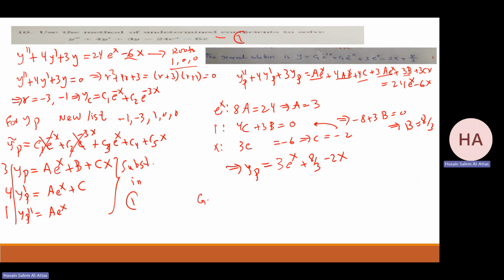So my general solution is y equals yc plus yp. Let me write it: c1 e to the minus x plus c2 e to the minus 3x plus 3 e to the power x minus 2x plus 8 over 3, which is this one. Correct.